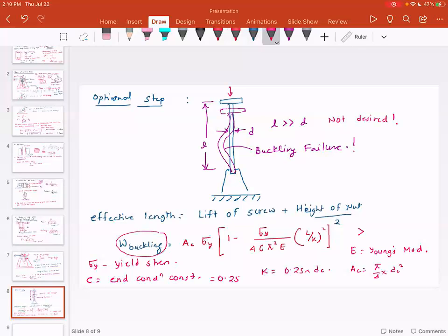This buckling load should be greater than the load that is applied. So P, the design load that we started with, the buckling load should be greater than the load we apply. These are pretty much the steps for the screw jack design.